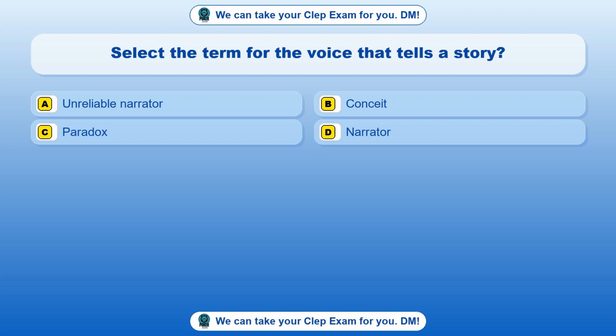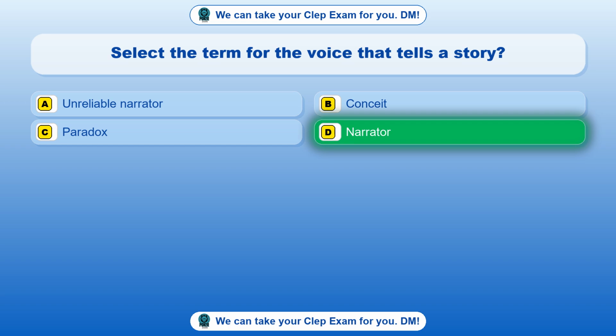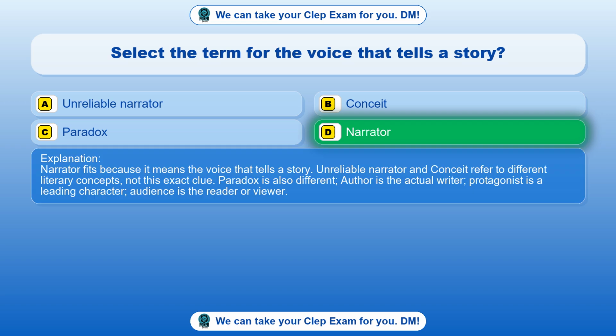Select a term for the voice that tells a story. Option A. Unreliable narrator. Option B. Conceit. Option C. Paradox. Option D. Narrator. The correct answer is option D. Narrator. Narrator fits because it means the voice that tells a story.